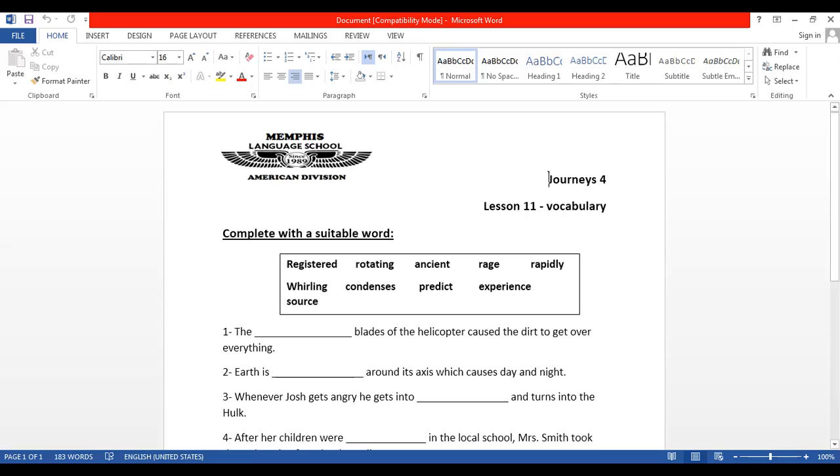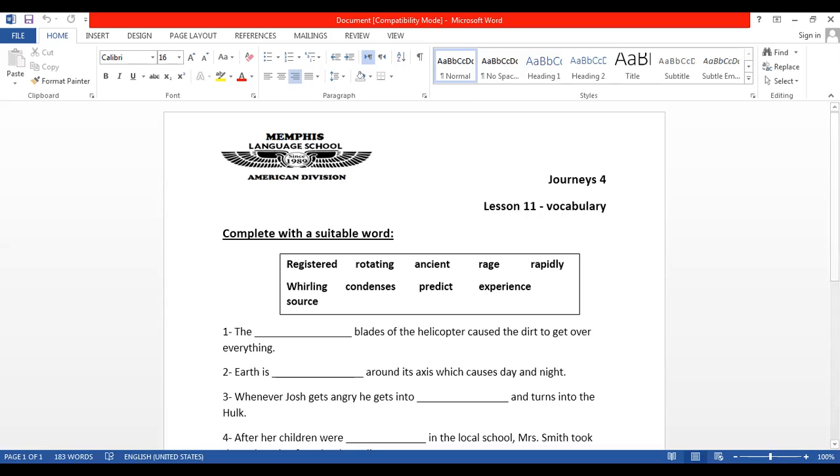Earth is what around its axis which causes day and night. I want you to think of the movement of Earth. Remember? Earth is what around its axis and thus causes day and night every day.